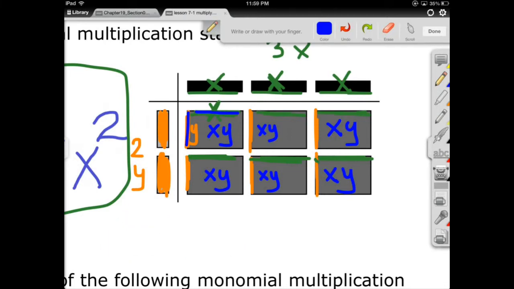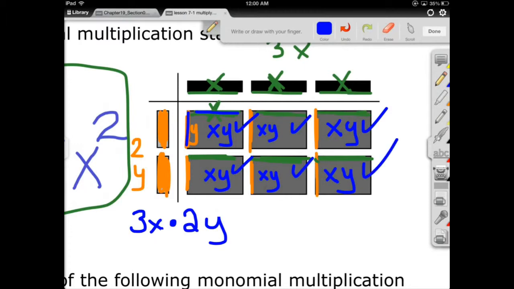If we take 3x and multiply it by 2y's, we get 1, 2, 3, 4, 5, 6 of the x, y's. 6, and I'll make my x look like that. I like the sort of curvy x. You don't mistake it for a multiplication sign.